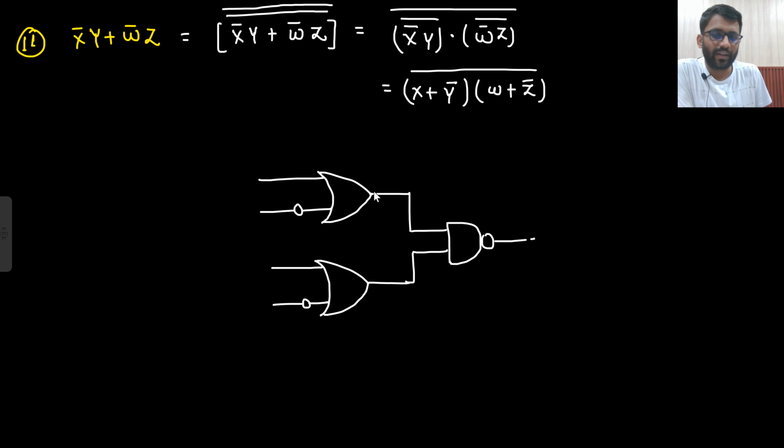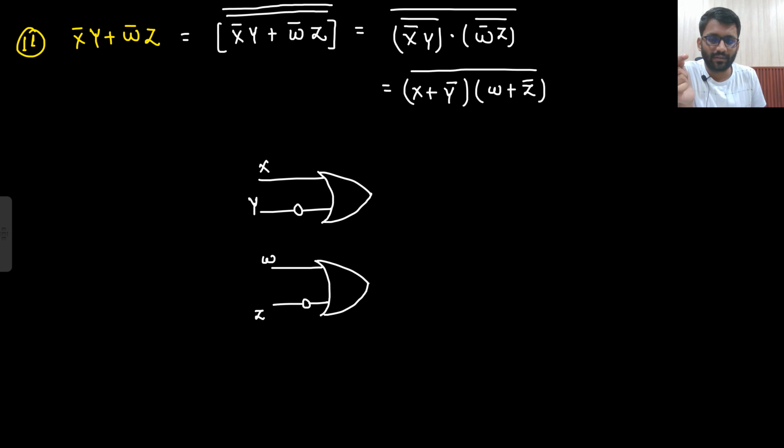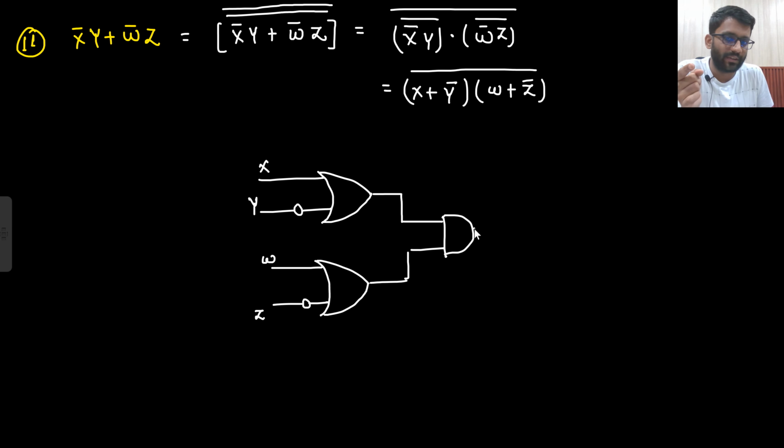So how can I replace this? This bubble if I make, another bubble I will have to make. This I implemented using standard gates: X, Y bar, X, Y, then Y bar will come; W here, then Z bar will come. And then the addition of all these, let's forget these bubbles. So X plus Y bar into W plus Z bar, and then the whole bubble is also there.